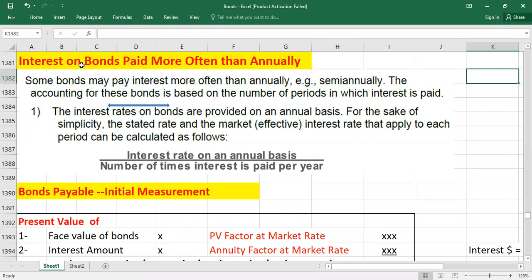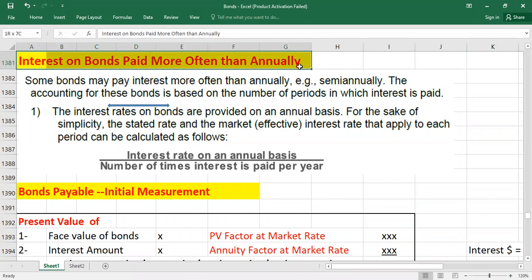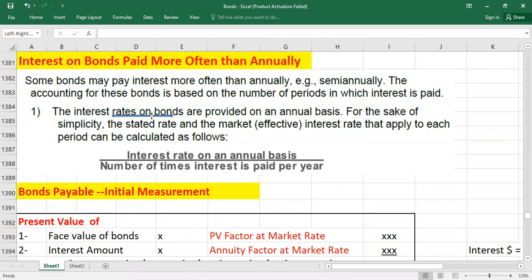Today we are going to talk about accounting for bonds if interest on bonds is paid more than annually. Sometimes a company might issue bonds which carry semi-annual interest. I mean to say the company will pay the interest after every 6 months. Here you should note the interest rates on the bonds are provided on an annual basis. Usually whatever interest rates are quoted in the bonds market are on an annual basis.